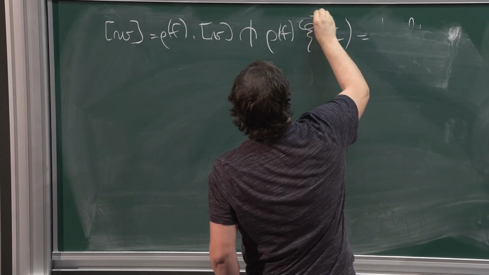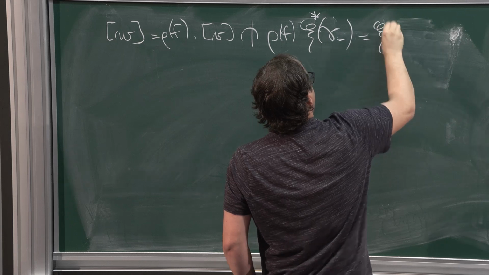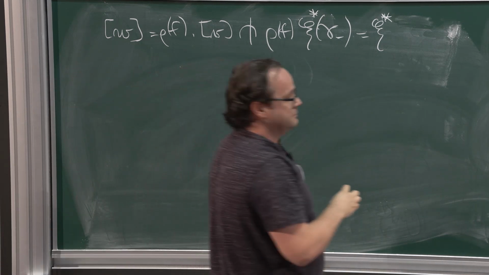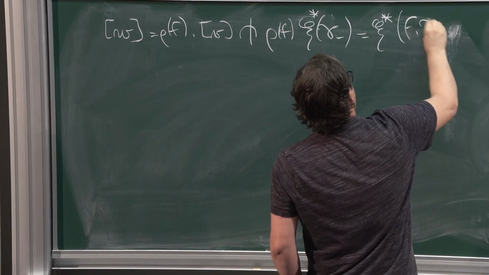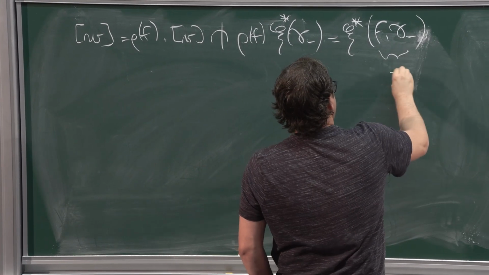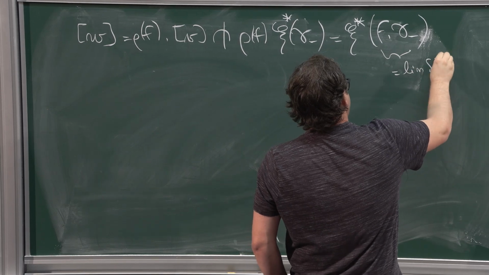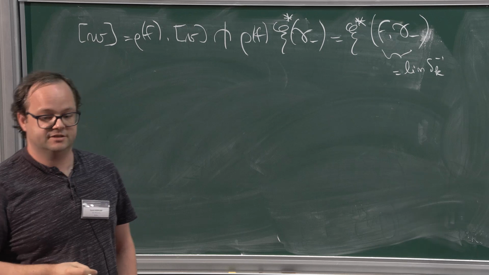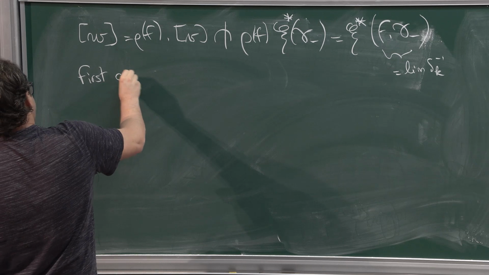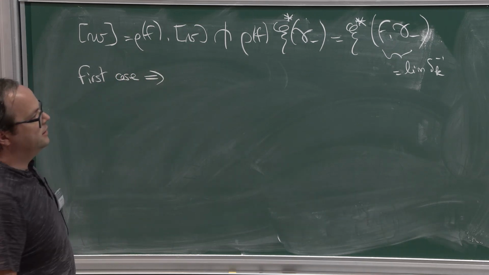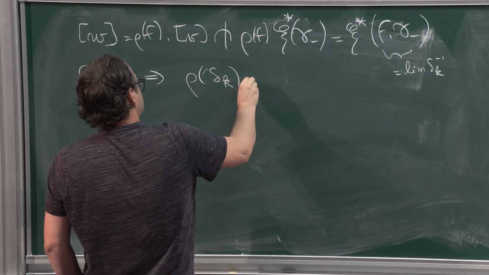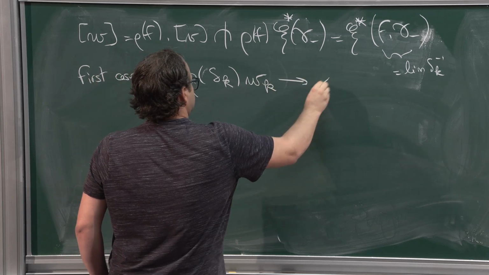And now psi star, sorry, now is where we're going to use the equivariance of these limit maps, that this is psi star of f times gamma minus. Right, so this is the limit of delta k inverse, right? So that's exactly what we wanted. And so the first case can be applied, and it tells us that rho of delta k acting on wk goes to infinity.